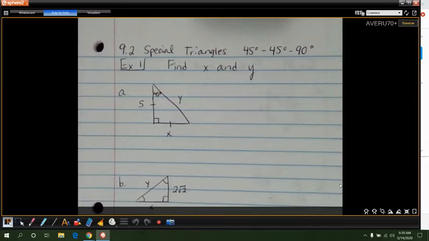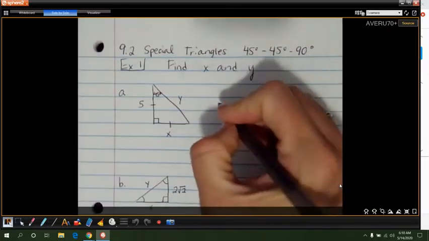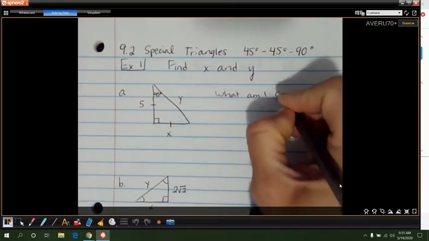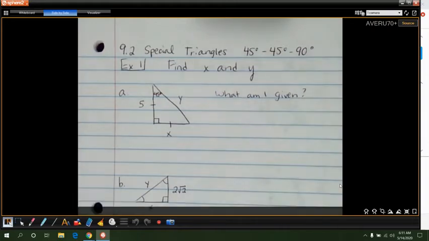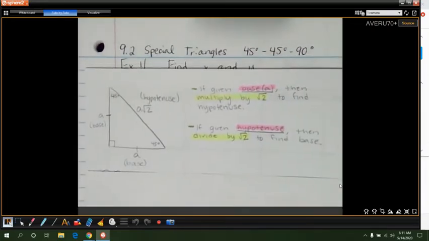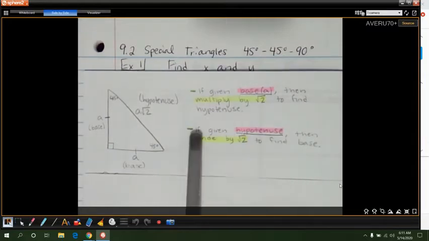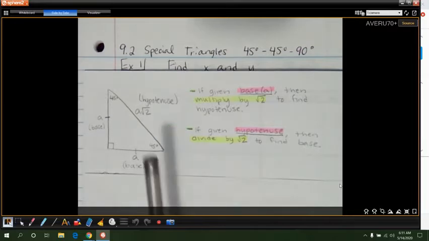I want you to ask yourself every time you have these types of problems: what am I given? That just needs to be the first thing you ask yourself because our notes are based on what's given. So if you were given the base, then you would multiply. If you're given the hypotenuse, then you divide. And that pattern stays true every single time you have a 45, 45, 90 triangle. So if given the base, multiply by radical 2 to find the hypotenuse.